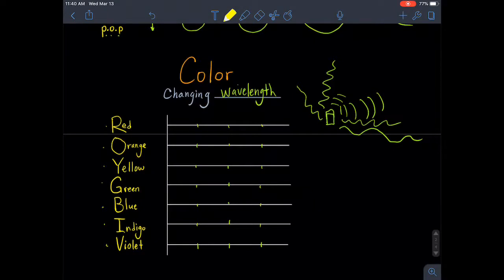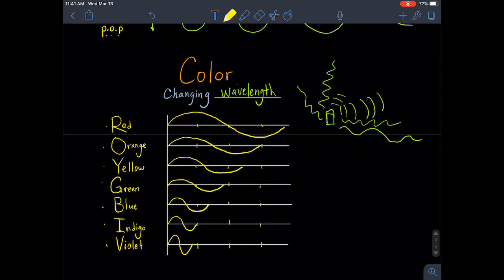A red color wavelength is going to be a long wavelength, so this wave is going to be something like this. Orange would be if you squeeze the wavelength down just a little bit, and you're going to end up with some orange light. If you squeeze it even more and make it even smaller, you end up with some yellow light. Green light, as you can probably guess, is a shorter wavelength. Blue is an even shorter wavelength. Indigo, even shorter, and violet is the shortest color wavelength.